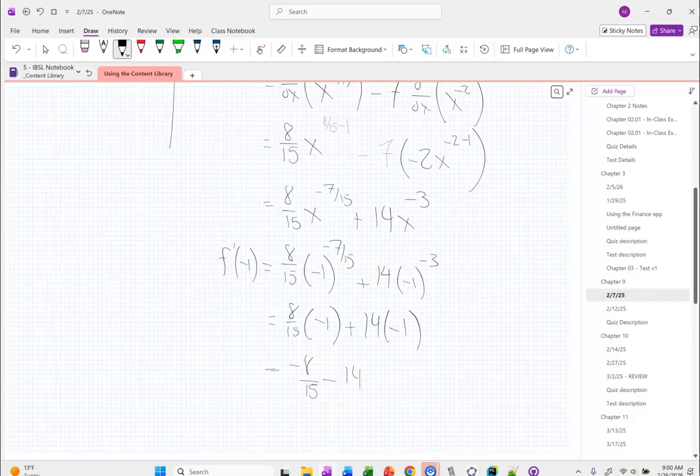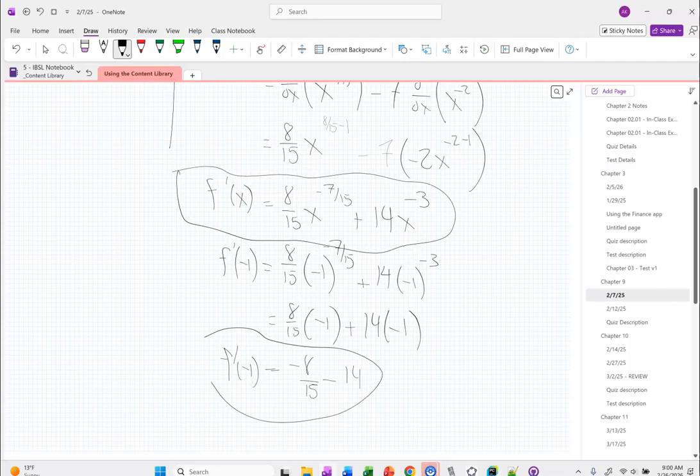Is everybody okay? If I had asked for just f prime of x, this guy would be our stopping point. Because we asked for f prime of -1, we had to go a little bit further and plug -1 in. Is everybody okay with the difference in the notation and what we're saying?